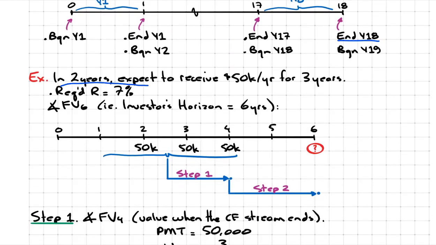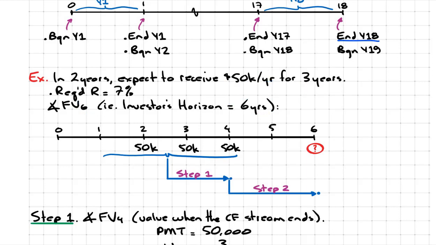Suppose that in 2 years, we expect to receive $50,000 per year for 3 years. The required rate of return is 7%, and we're asked to calculate what the future value of this investment stream will be at the end of year 6. So what this indicates is that the investor's horizon is 6 years. So clearly this is a time value problem, and you could see, right? So here's time, and here's your value.